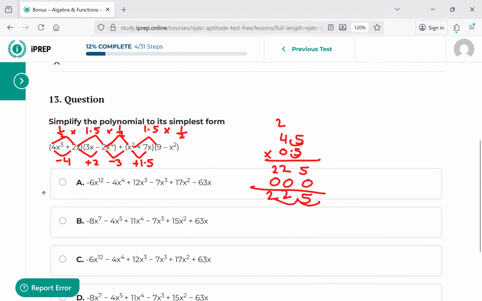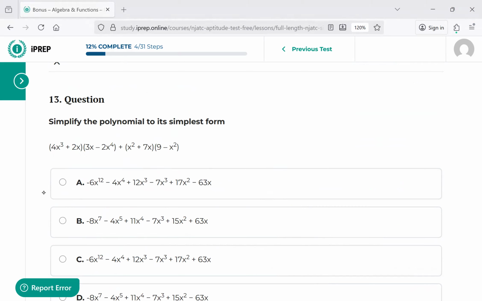Okay, let's move on to question 13. Simplify the polynomials to the simplest form. Just FOIL it out and collect like terms and then go from highest power to lowest. So there's really no trick. Just FOIL out, be careful, collect like terms.